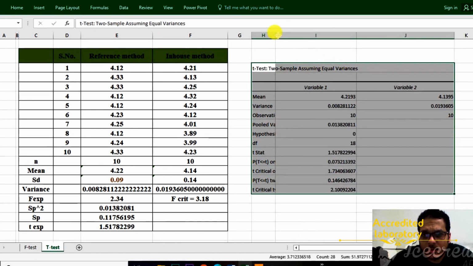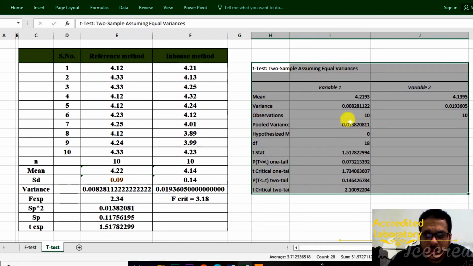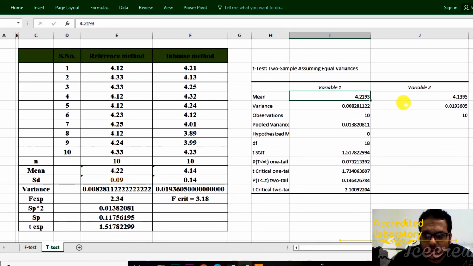We will compare our results with these results. The average of group 1 is 4.22, and 4.13 for group 2. Then the variance for each group is 0.008 and 0.019. The number of replicates is 10 and 10. The pooled variance is 0.0138.